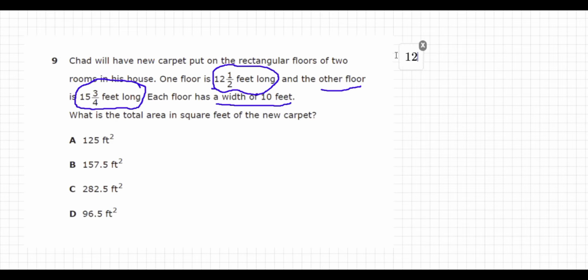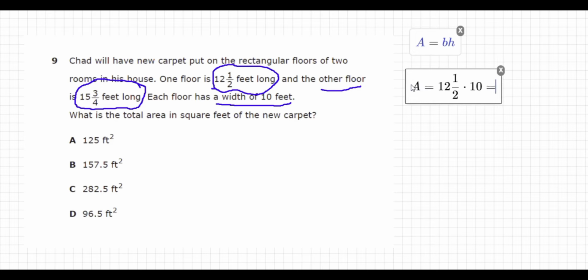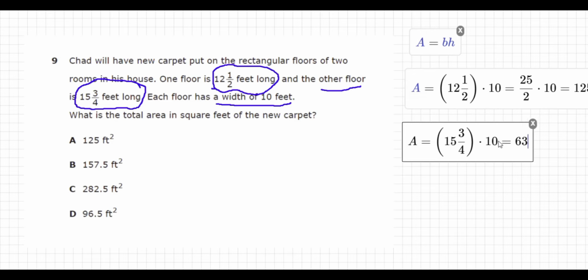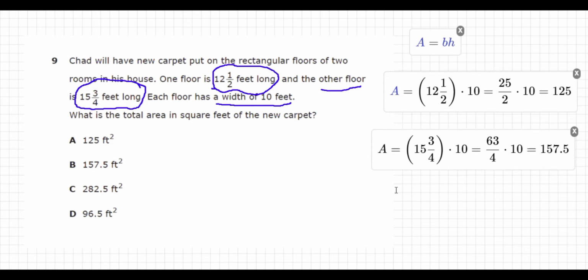Area of a rectangle equals base times height, or we can say width times length. Substitute the width and length of the first room. We got 125 square feet for the first room and 157.5 square feet for the second room. The total area of the 2 rooms is the sum of 125 square feet and 157.5 square feet, which equals 282.5 square feet. Therefore, C is the correct answer.